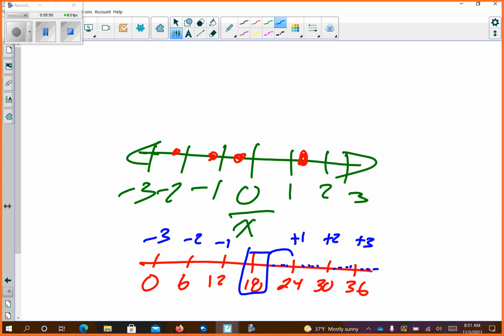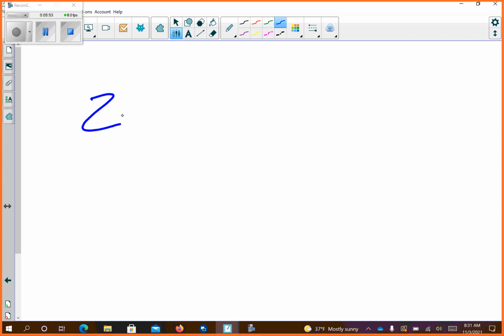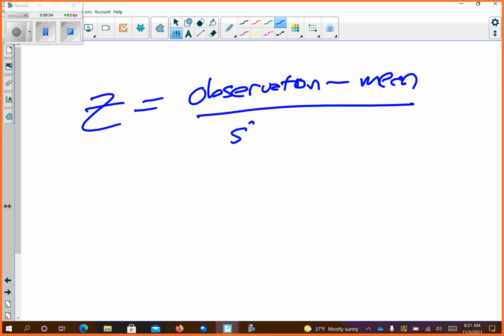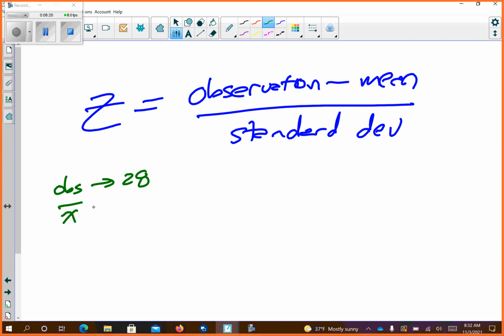Okay? So a standard deviation, or a z-score, is the observation minus the mean over the standard deviation. Of course, that would be something that you could easily do. So if we take the example that's given, our person scored a 28. So our observation is the 28. They told us the mean was a 18. And then the standard deviation was a 6.